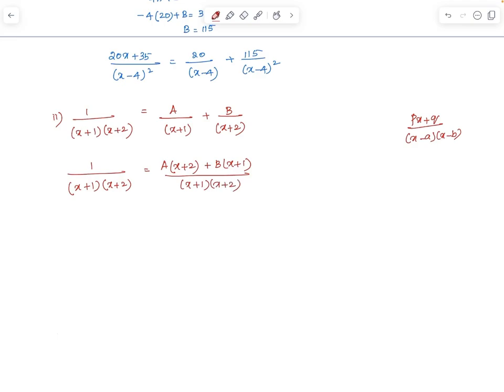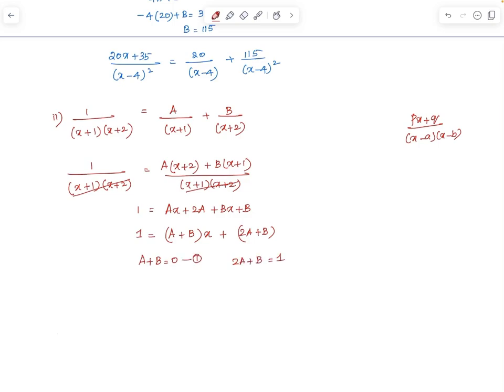Now that the denominators became equal, it can be cancelled. 1 equals Ax plus 2A plus Bx plus B. Putting the like terms together, we get A plus B times x plus 2A plus B on the RHS. Comparing the LHS and RHS, there is no x term on the LHS. So A plus B becomes 0 and 2A plus B becomes 1.